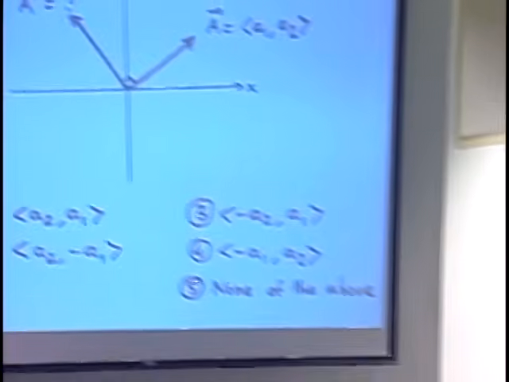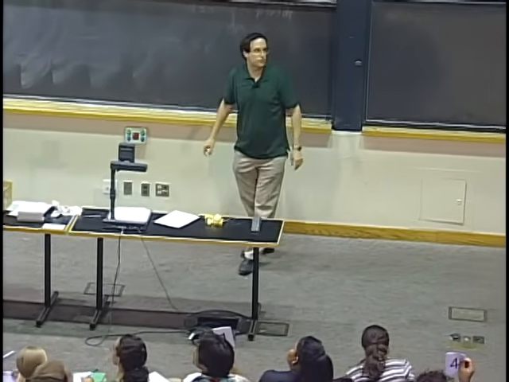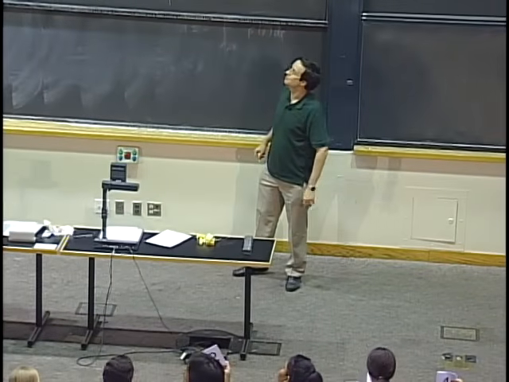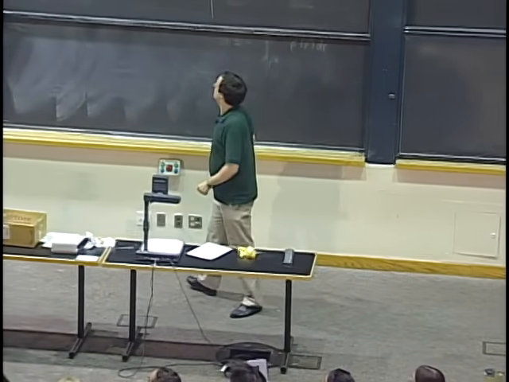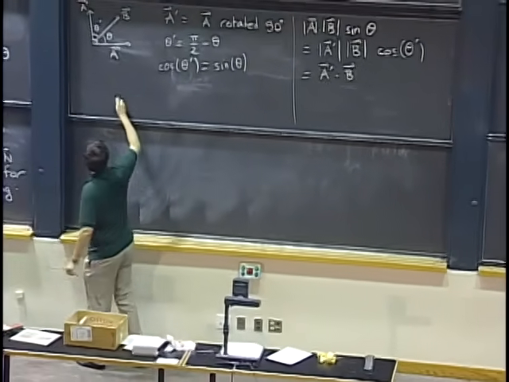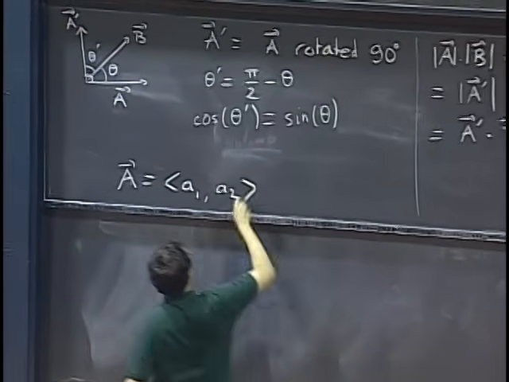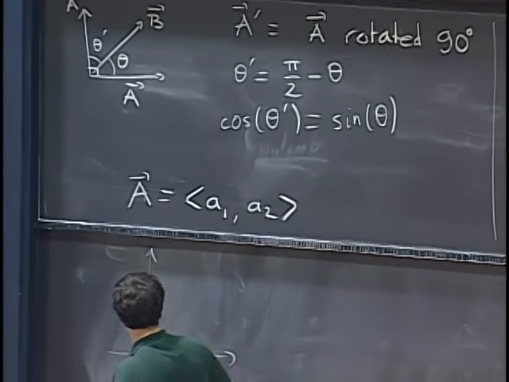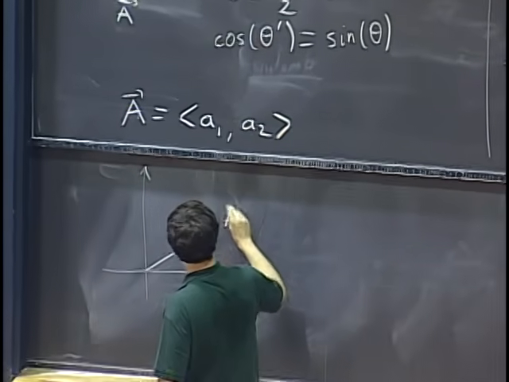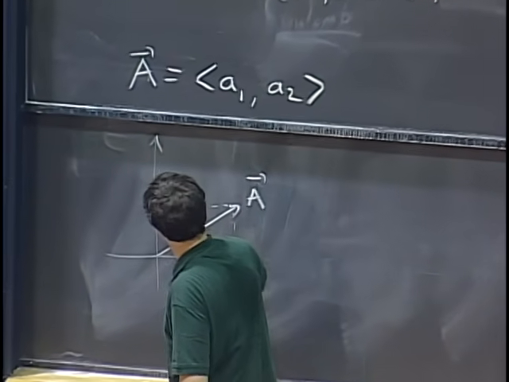OK, so I see a lot of people answering 3. I see some other answers, but the majority vote seems to be number 3, minus A2 and A1. I think I agree. So let's see. Let's say that we have this vector A with components A1, so A1 is here, and A2, so A2 is here.